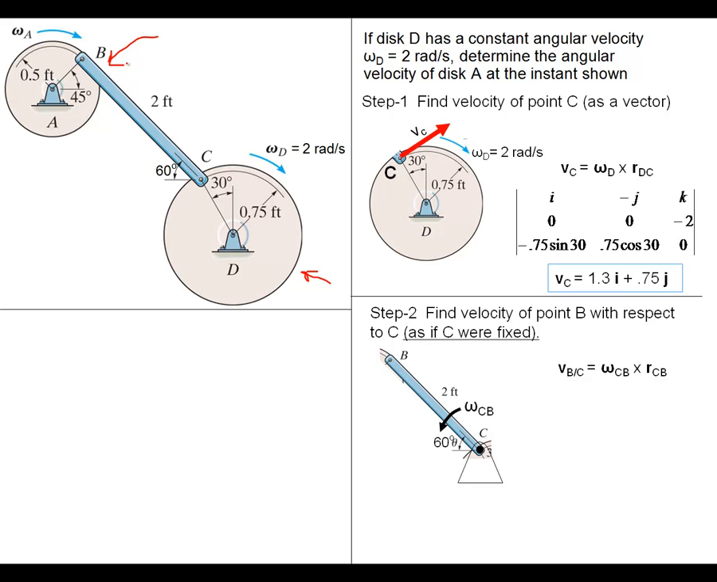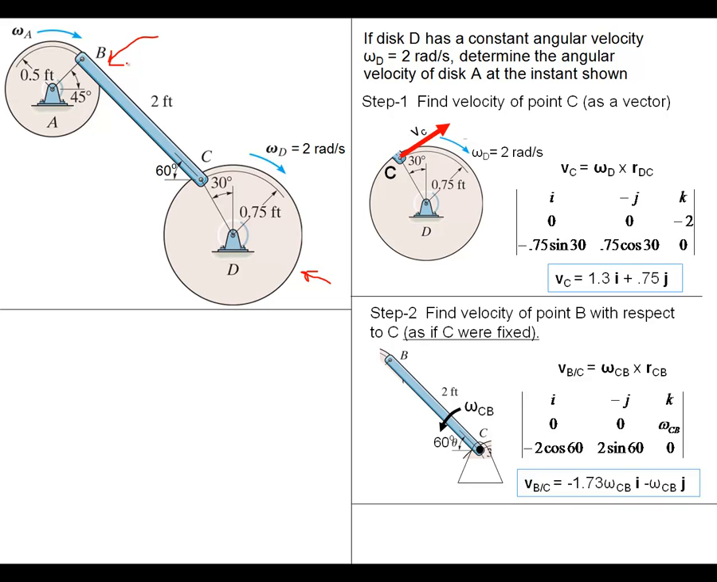So velocity B as if C were fixed would be the omega of rod CB crossed with the r of CB. So there's our matrix that we set up. And if we do that cross product, we'll come up with this velocity of B as if C were fixed would be negative 1.73 times the omega CB in the i direction and a negative omega CB in the j direction. Notice the omega CB we don't know. We don't know how fast rod CB is rotating, but that's okay. It's an unknown in the equation.